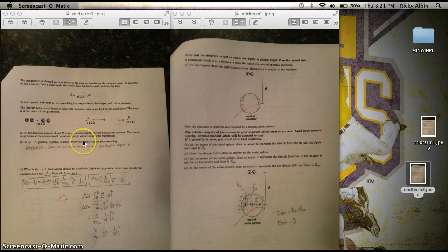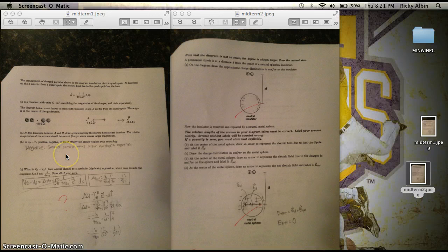And then the direction: I know that the electric field points away from a positive charge, and since the positive is closer, we're going to be pointing away from that positive charge. Another way to look at it is you can do the electric field due to each individual charge, and if you add them together with the correct magnitudes, you're going to get a positive because this positive charge is closest. So then for part B, what is VB minus VA?